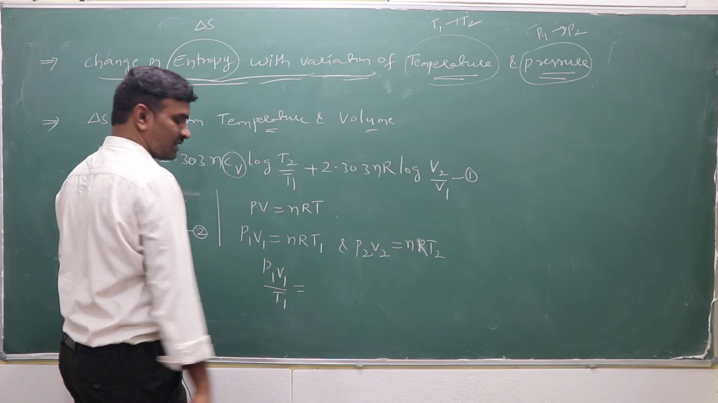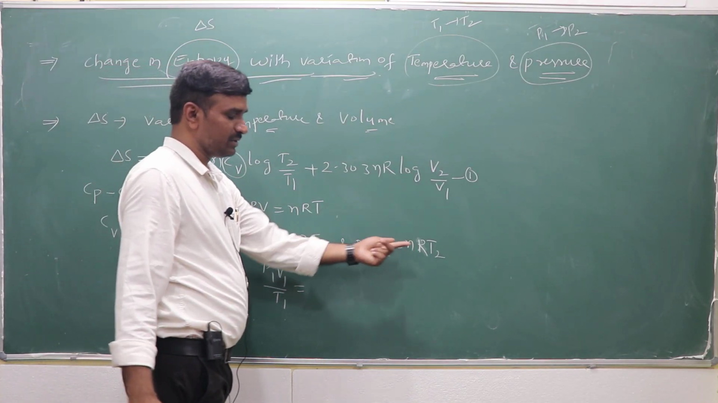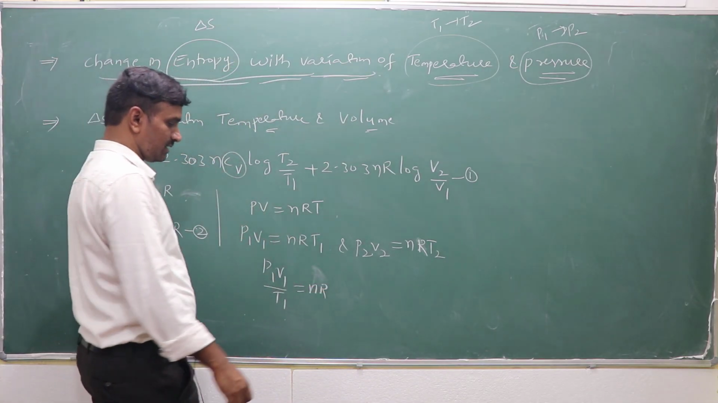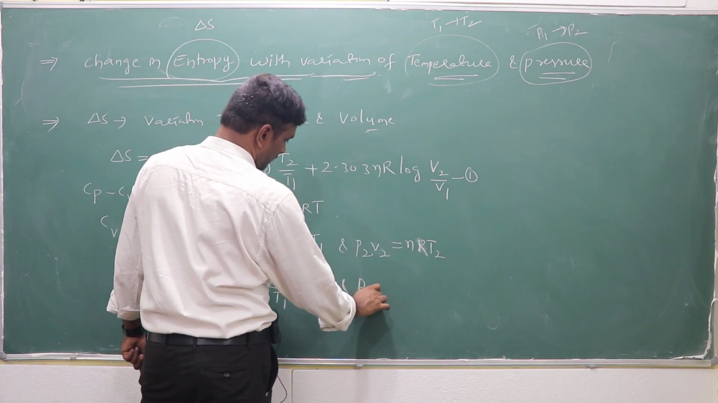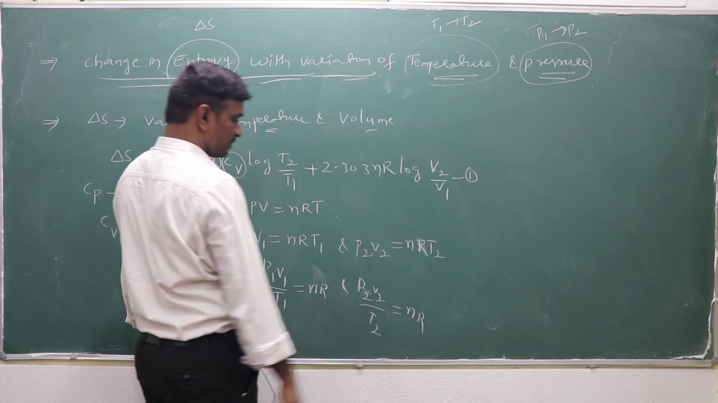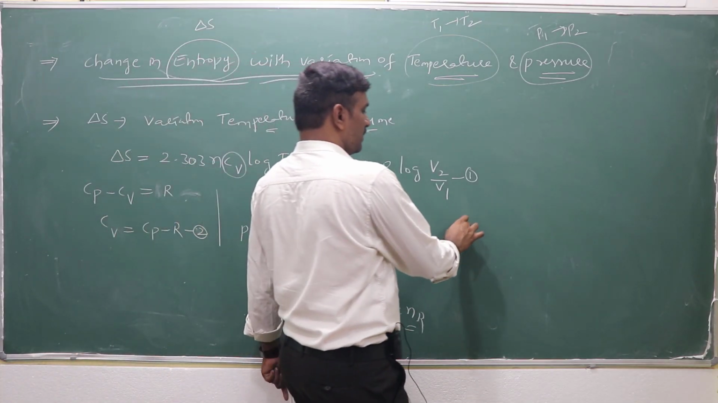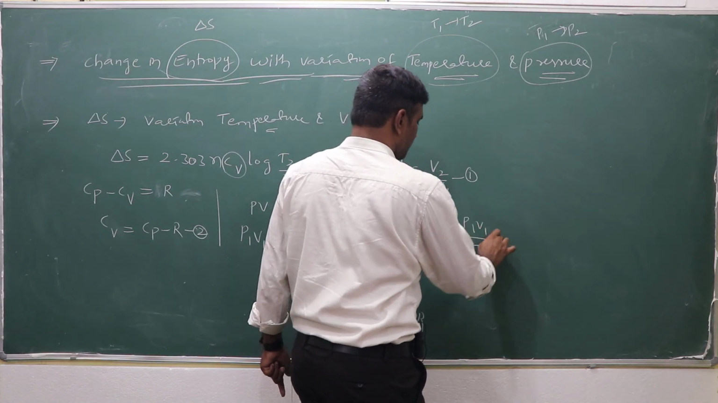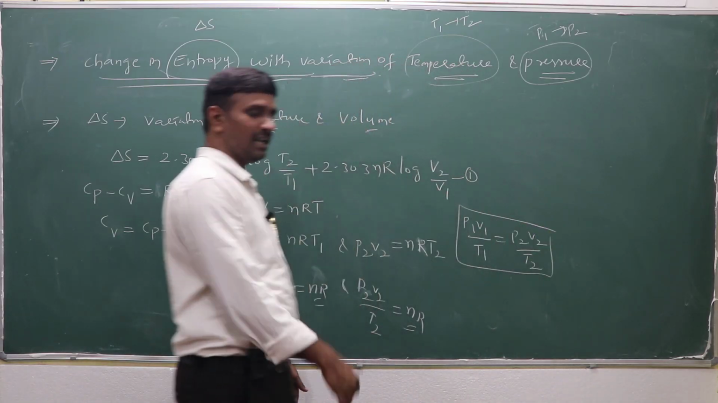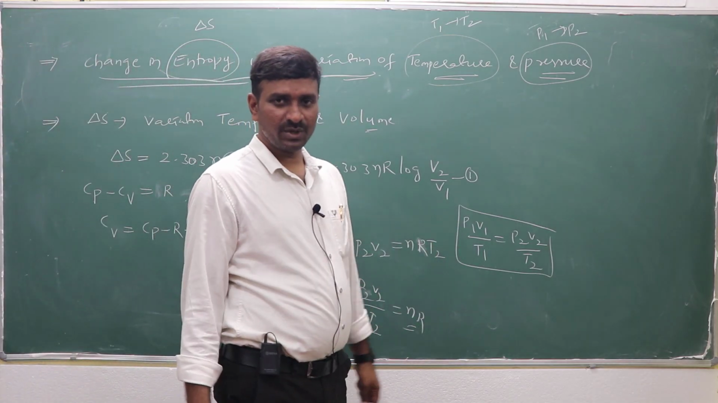By using these two relations, the initial conditions and final conditions, the variables are P1, V1, T1 and P2, V2, T2. So P1 V1 by T1 is equal to nR, and P2 V2 by T2 is also equal to nR. These two will both be nR. Then the relation is P1 V1 by T1 is equal to P2 V2 by T2, from this gas equation relation.